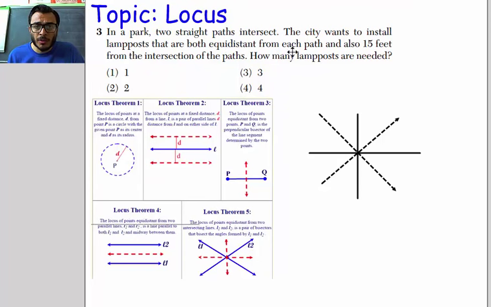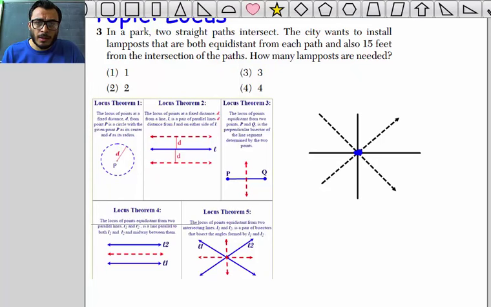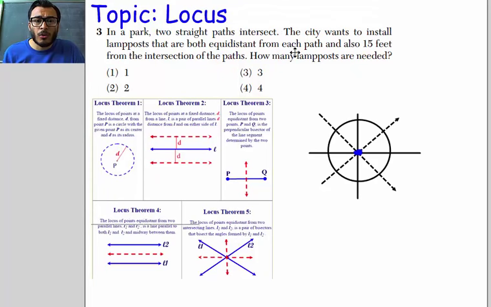All right, then let's keep reading. So we got equidistant from each path. That's what I just drew. And it says, and also 15 feet from the intersection of the paths. Now, the intersection of the paths is right over here, and the intersection of the paths is a point. So if I'm going to draw all the points 15 feet from the intersection, I know that should produce a circle. So I'm going to go ahead and sketch a circle.